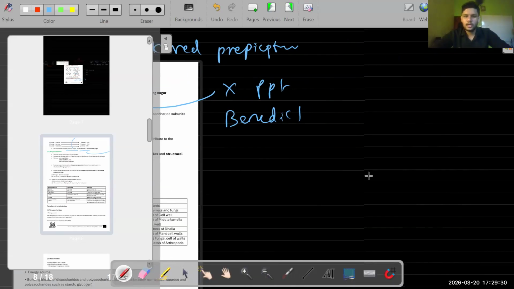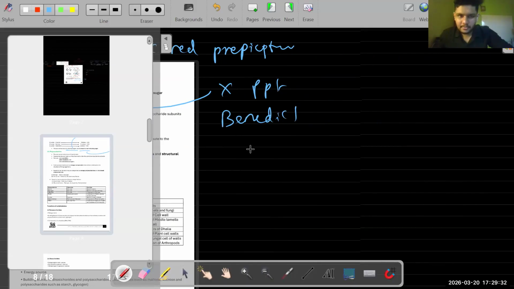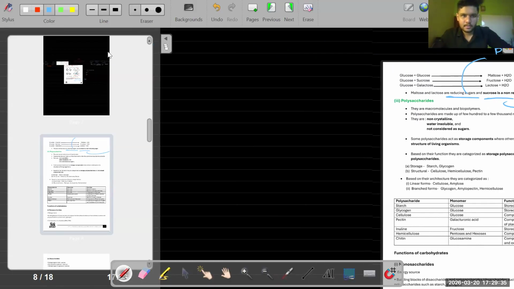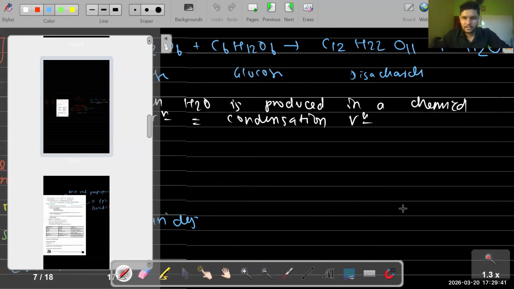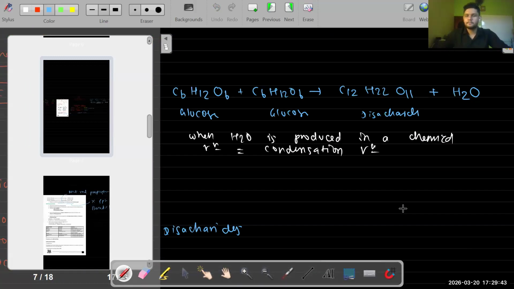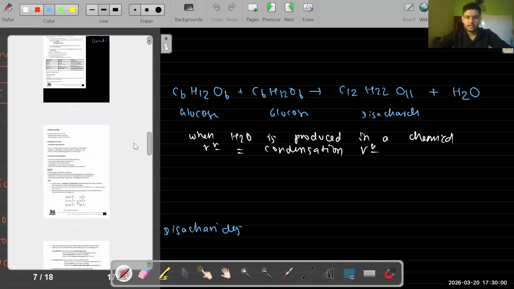Yes. So that is the end of disaccharides. You better write this reaction in your notebook. Have you written this? Yes, you have written. Then we have completed disaccharides today.